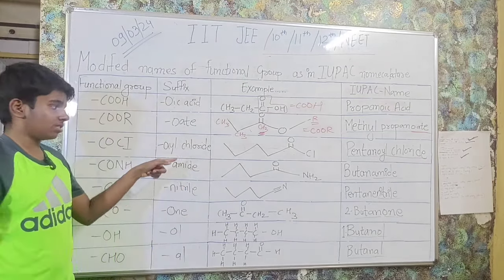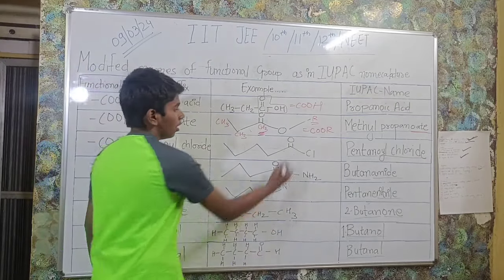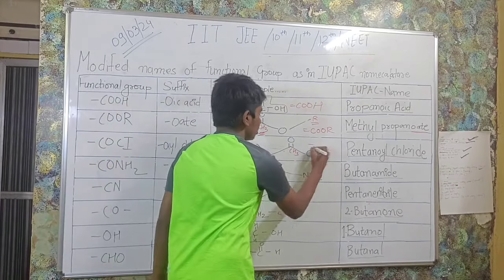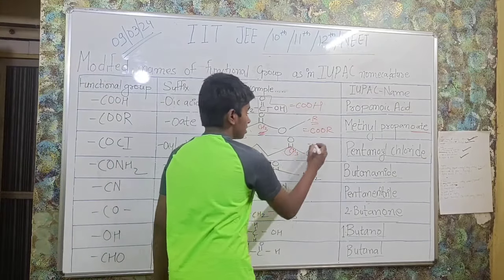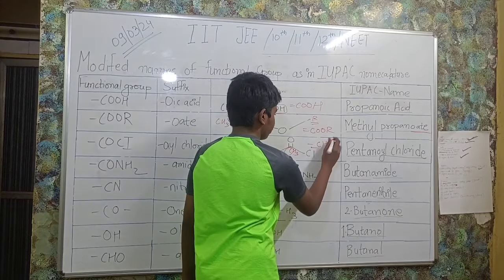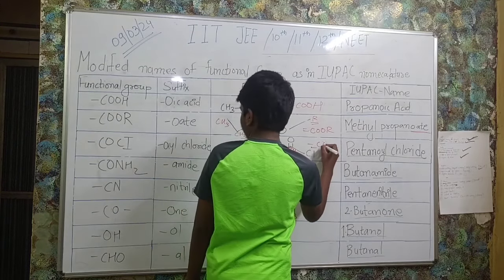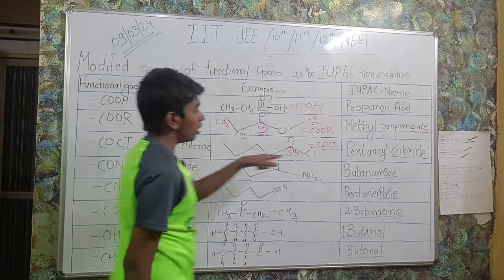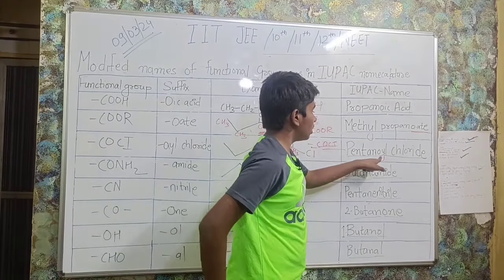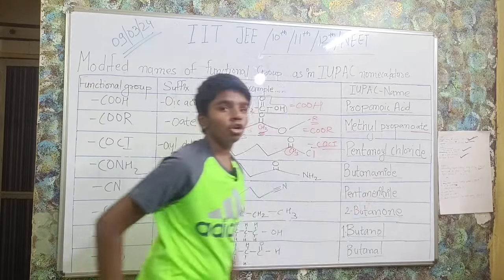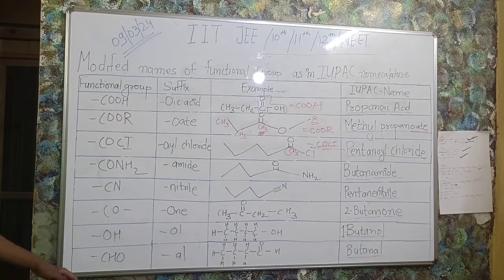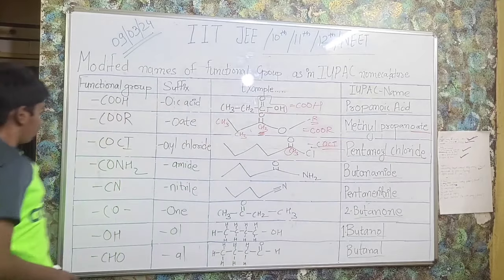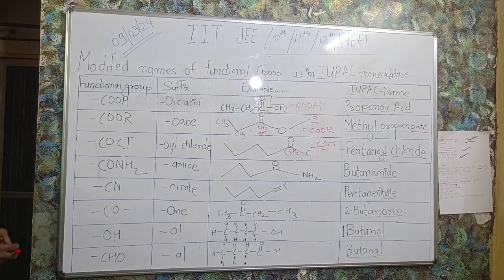Next is COCl, which has the suffix oyl chloride. Here is the structure. Let's directly learn that it is CO and then Cl. Here, for the structure, the green part is your root word and the red part is your suffix part, which you have to add.